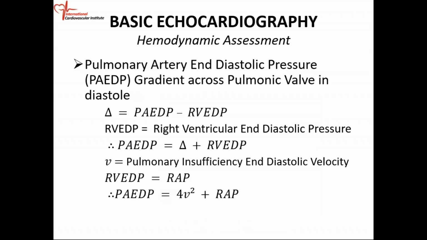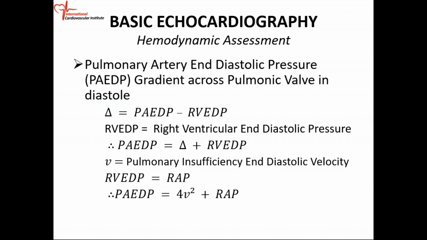So all you have to do is just think about pressure difference, because once you have a pressure difference, then you have a gradient, and then if you have a velocity, you can calculate that gradient, 4v squared, using the modified Bernoulli equation. So now let us look at PI, pulmonic insufficiency. All right.